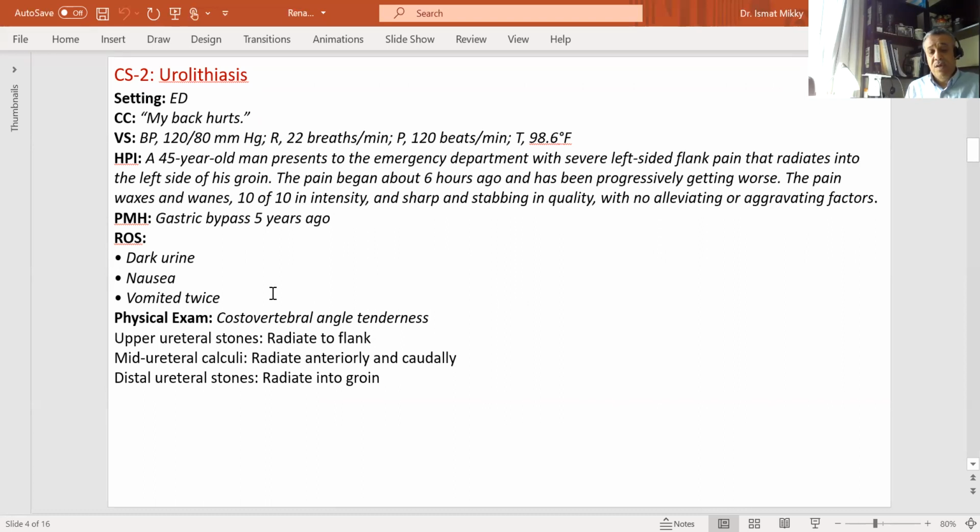Past medical history, review of systems.